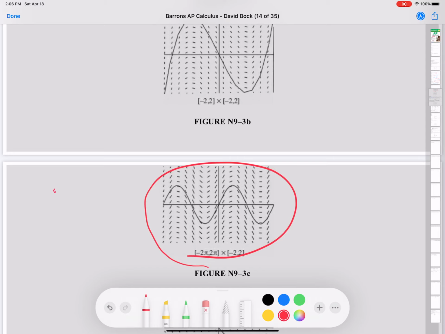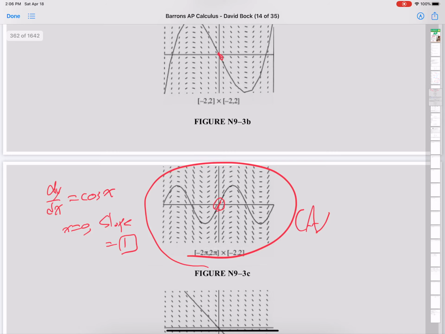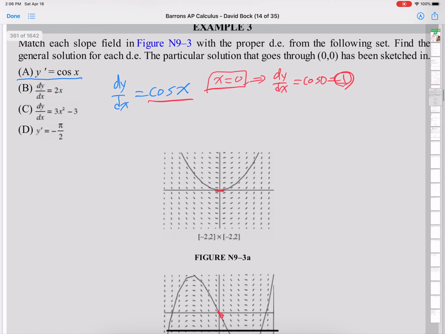Why? I told you dy over dx equals cosine x. So when x equals 0, the slope should be 1 because of cosine 0. At x equals 0 here, the slope is 1. That looks like 1, only positive. What about the previous figure? That is negative 1, it looks like, right? Negative 1 or negative 2. It's a negative slope. This one is a positive slope. So the only possible answer is the third figure. That's the answer for A. That makes sense, right? So let's go back there to find B.